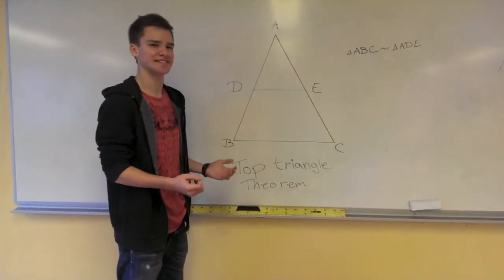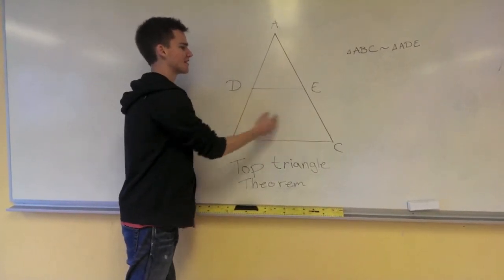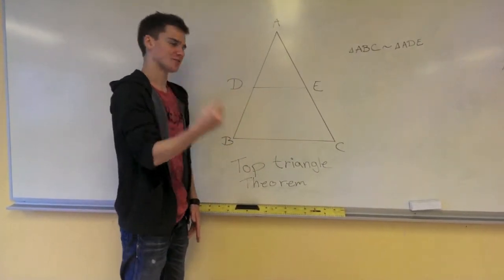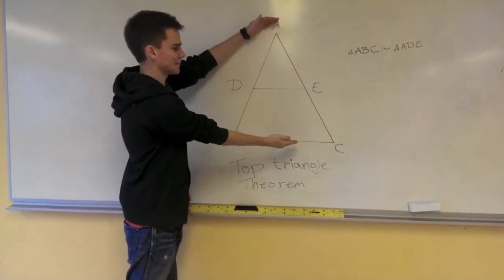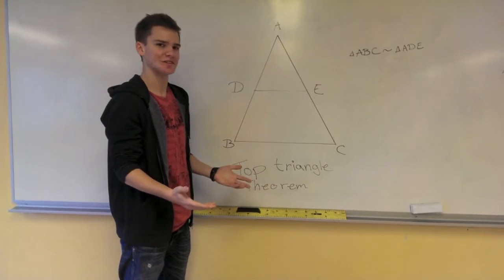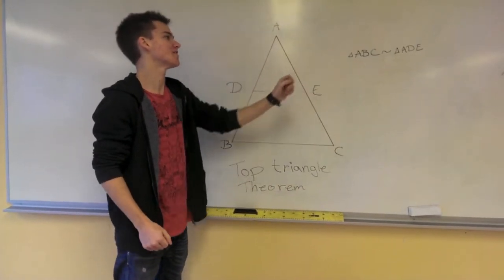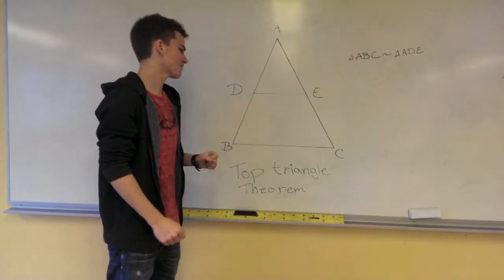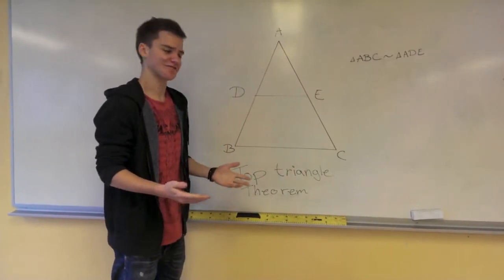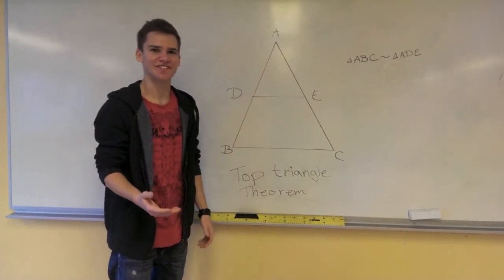Now, let's imagine we have a triangle. And if we draw a line parallel to the base of that triangle, we will have 2 triangles, one small and one big. These triangles will always be geometrically similar to each other. So the triangle ABC will be similar to the triangle ADE. That's basically the rules of the top triangle theorem. And you can obviously use this to solve various equations.